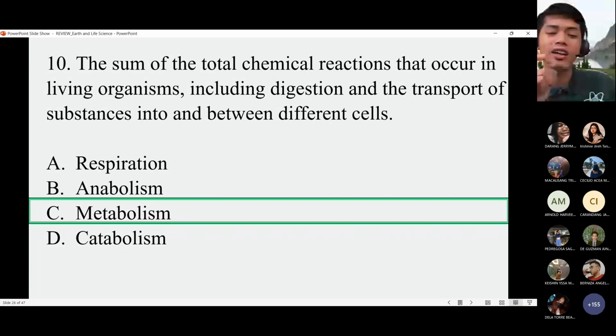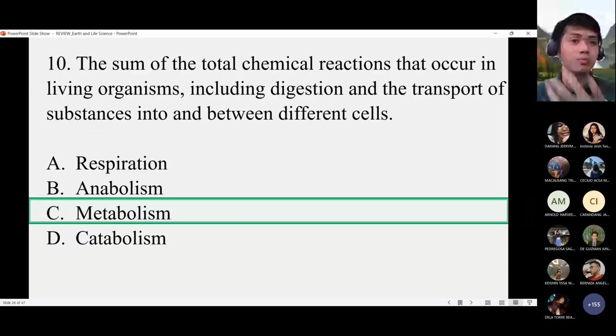Ayan, may deficiency sila sa lactase enzymes kaya hindi sila nakaka-digest ng lactose or milk sugar. Okay, kaya sumasakit yung tiyan nila, pabalik-balik sila sa CR or bowel movement. Now, catabolism, for example, i-break mo yung lactose into glucose and galactose. That's catabolism when you are breaking down large molecule into smaller one. Okay, sinabi ko kanina, kailangan ng lactase enzyme para ma-break yung lactose.